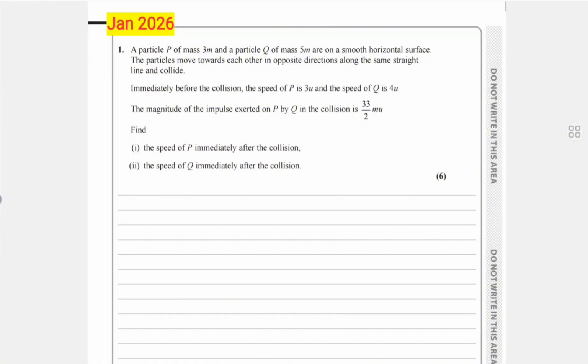Okay, so the particles are moving on a straight line. Let's say this is P, which is 3m, moving to the right, and the opposite direction would be 5m, Q, moving to the left. So I need to set the convention.